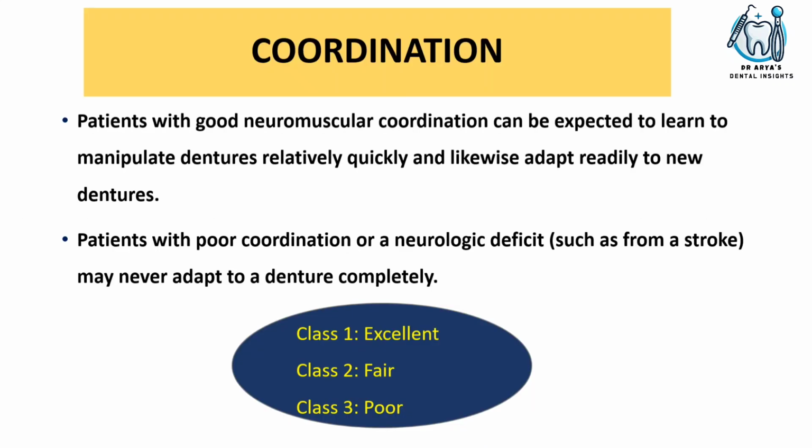Coming to coordination, patients with good neuromuscular coordination can be expected to learn to manipulate dentures relatively quickly and adapt readily to the new dentures. Patients with poor coordination or a neurologic deficit may never adapt to a denture completely. Neuromuscular coordination can be classified into class 1 excellent, class 2 fair and class 3 poor.